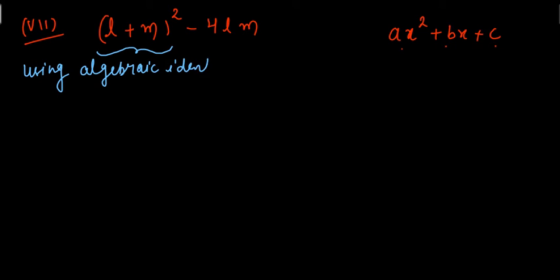algebraic identity, which algebraic identity? (a plus b) whole square, which is a square plus 2ab plus b square. It is very important to write the identities. Expand it.